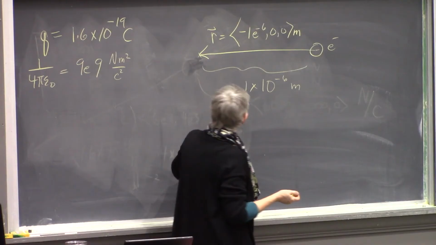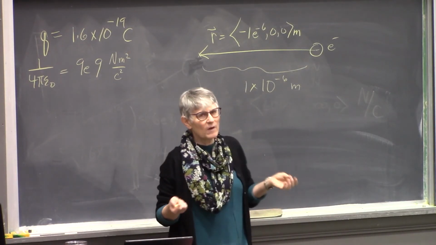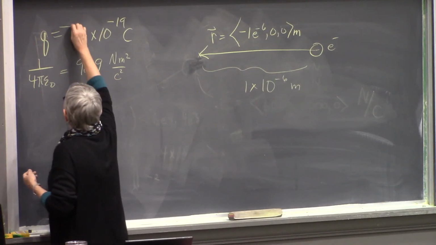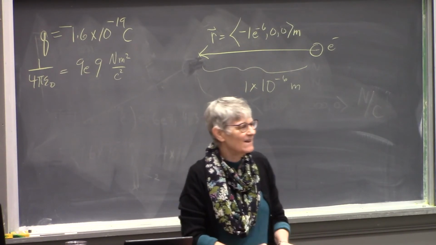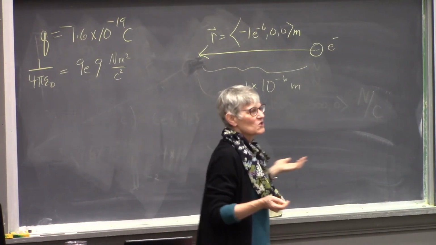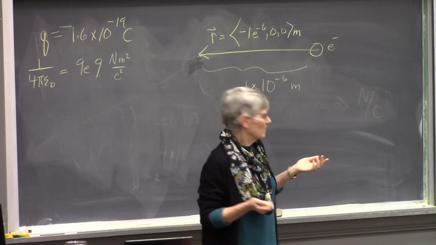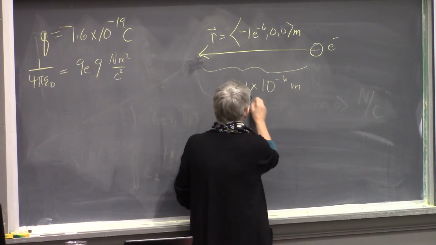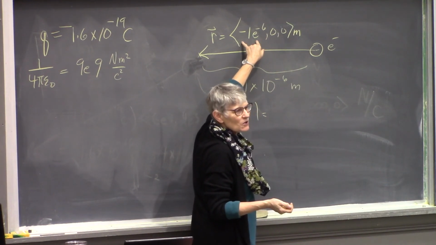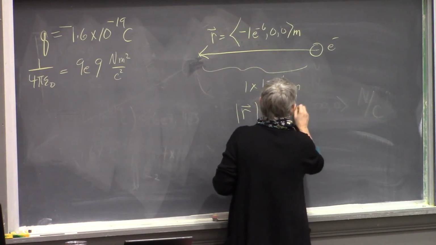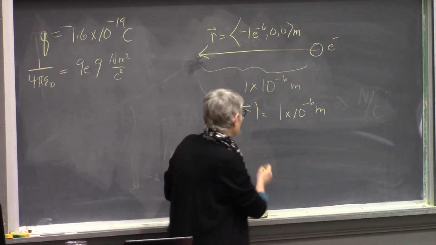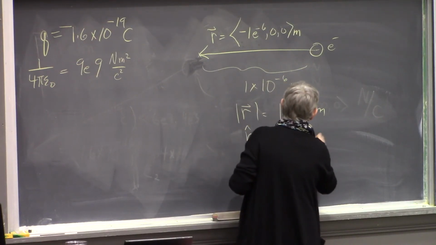So now we need r hat and r mag. So what's the magnitude? Thank you. You guys should catch that. So by inspection, what's the magnitude of r? Yep. So we're going to square all of these things and add them up, and then take the square root. So this is just going to be 1 times 10 to the negative 6. By inspection, what's r hat? R hat is negative 1, 0, 0.